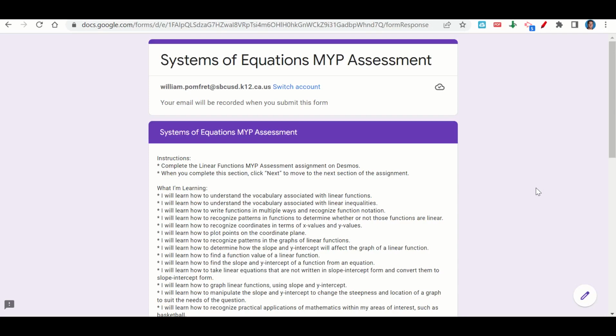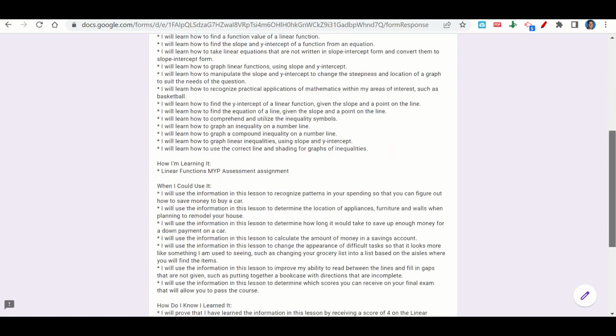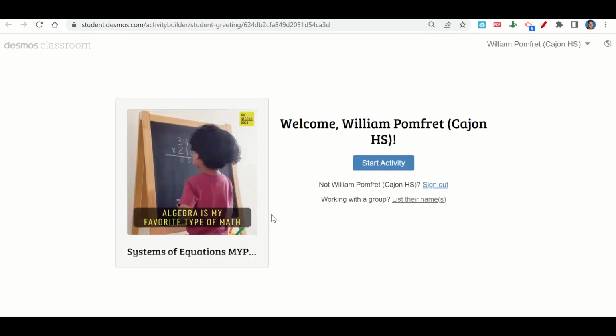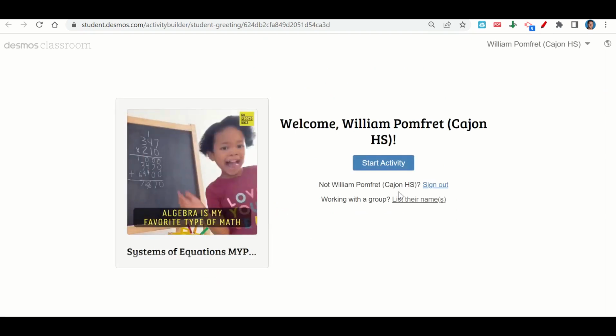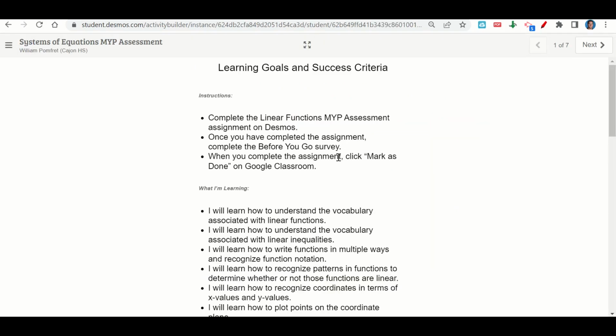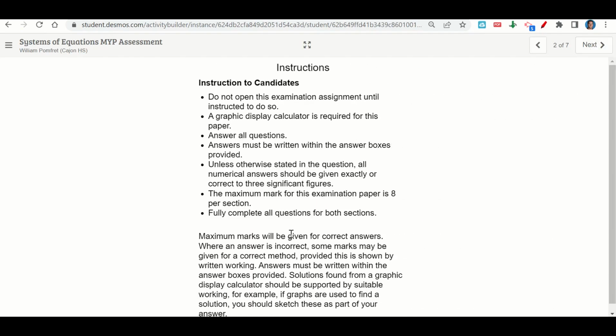Let's take a look now at the Systems of Equations MYP assessment. The assignment begins with our learning goals and success criteria. If we scroll down, there's a link here to the Desmos activity. Go ahead and click on that link, and it should take you to a page that looks like this. We'll go ahead and click Start the Activity. The activity begins with the learning goals and success criteria. We'll go ahead and click Next. Now here we see the instructions. It says that you can use a calculator. Everything needs to be rounded to 3 decimal places. And essentially make sure all your answers are put into the appropriate boxes. So we'll go ahead and click Next.